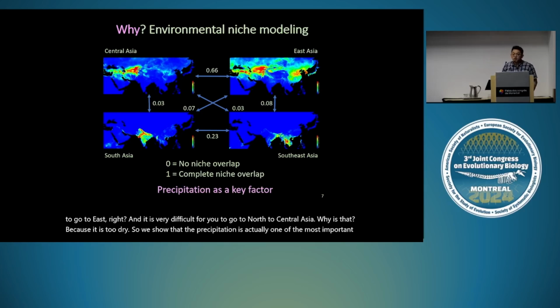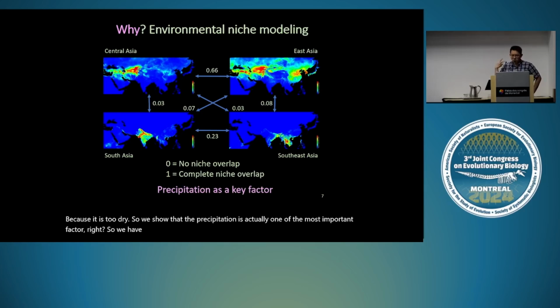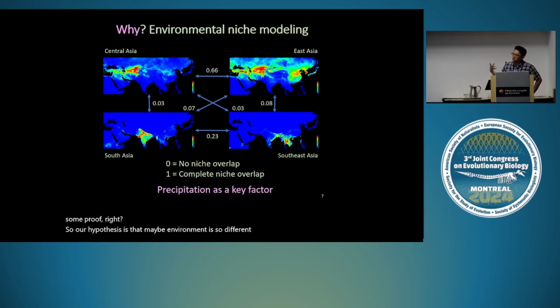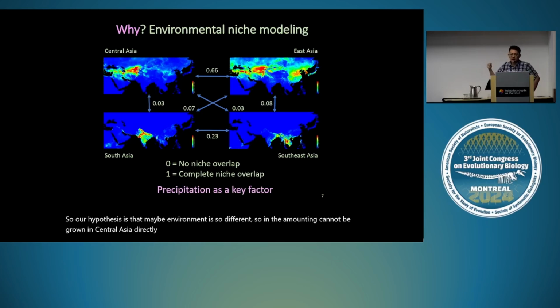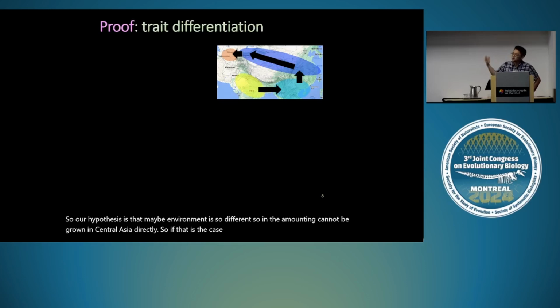Right, so we have population genetics, we have niche difference now, but we need some proof, right? Our hypothesis is that maybe the environment is so different that Indian mung bean cannot be grown in Central Asia directly. If that is the case, why do we still see Central Asian mung bean there today? Then that suggests that maybe in history, humans may have changed their phenotype, allowing them to be grown in Central Asia. In other words, local adaptation.